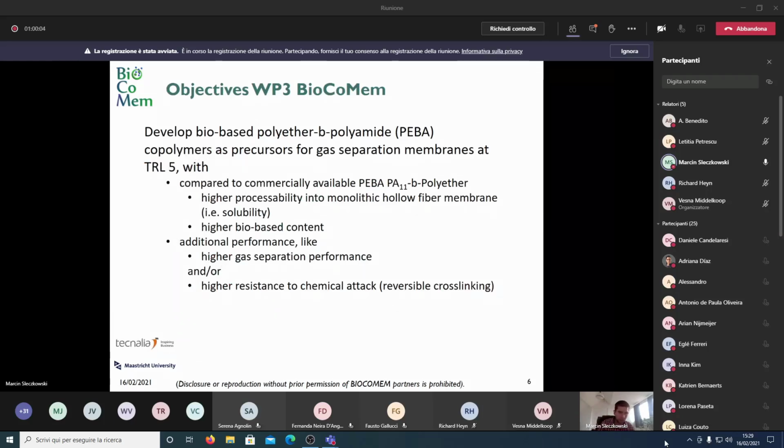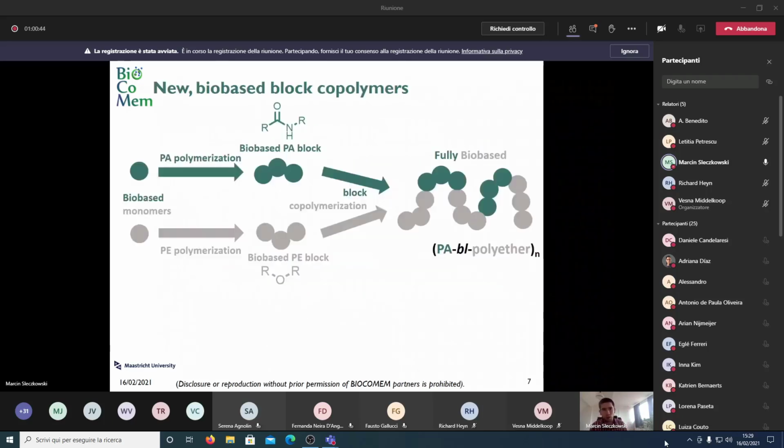And so as the main objective for the Biocommon, we essentially want to develop bio-based polyether block polyamides, segmented block copolymers, so multi-block copolymers, where we can bring not only bio-based monomers into the structure, but also compete with the properties of the fossil fuel-based polymers, as we obviously want to make it industrially relevant for multiple reasons.